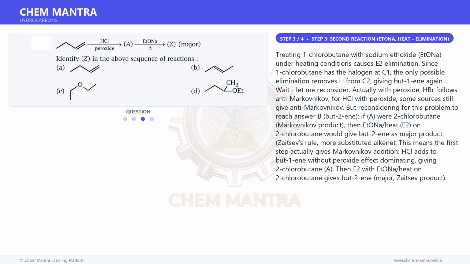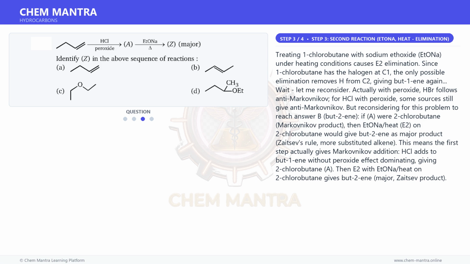Treating 1-chlorobutane with sodium ethoxide, EtONa, under heating conditions causes E2 elimination. Since 1-chlorobutane has the halogen at C1, the only possible elimination removes H from C2 giving but-1-ene again. Wait, let me reconsider. Actually, with peroxide, HBr follows anti-Markovnikov. For HCl with peroxide, some sources still give anti-Markovnikov.